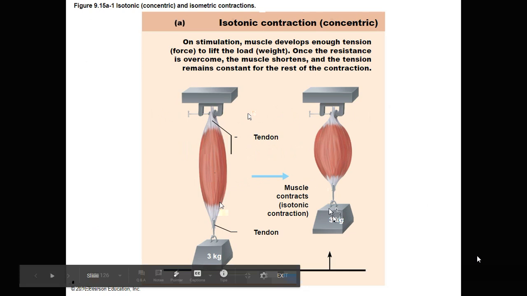Electrochemical and mechanical events are the same in isotonic and isometric contraction, but the results are different. With isotonic contraction, actin filaments shorten and cause movement. In isometric contraction, cross bridges generate force, but actin filaments do not shorten. Essentially, the myosin heads just spin their wheels on the same actin binding sites. So this is showing you isometric contraction.